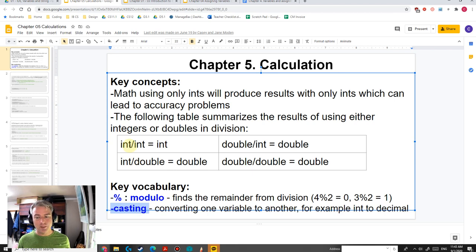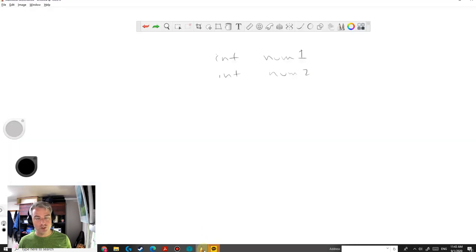So an int and a double are different. An int is an integer. It's 0, 1, 2, 3, 4. It's some sort of whole number. A double is a number that also includes a decimal. So 1.3576 is a double. We get into some weird things when we try to do some math calculations with this.